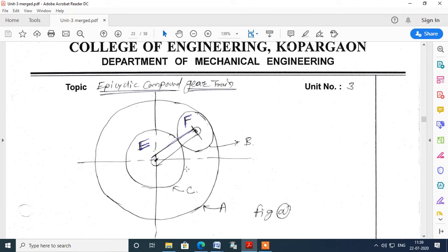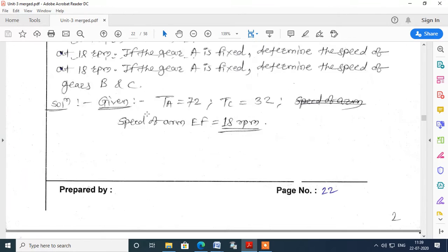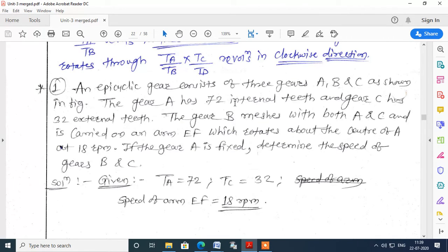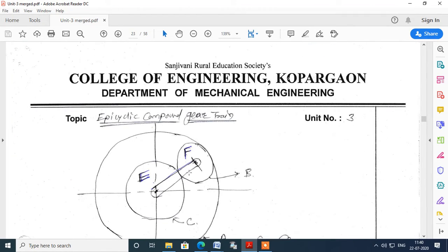Draw first gear A. This is gear B. This is gear C. Then the centers E and F are drawn. The gear A has 72 internal teeth and gear C has 32 external teeth. So the number of teeth on gear A is given as 72, and the number of teeth on gear C is given as 32. The gear B meshes with both A and C. So gear B is meshing with C as well as A, correct?